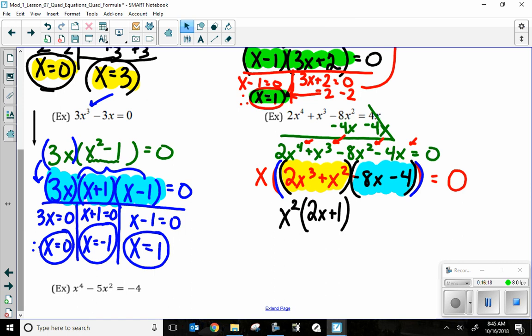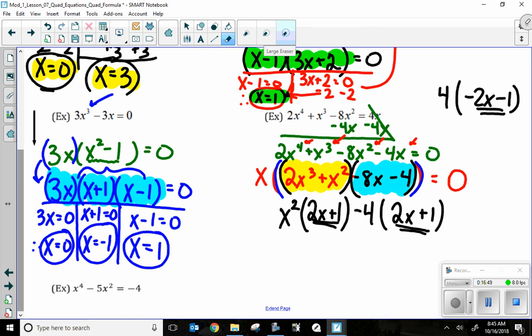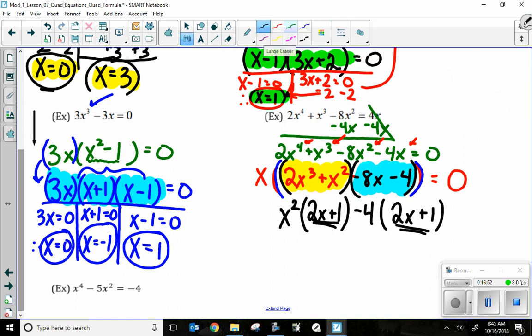Okay. Now, I'm going to factor this parenthesis. Now, I'm not going to take out a 4. I'm going to take out a negative 4. Because what's left, I want to be 2x plus 1. If I took out a positive 4, I would have a negative 2x minus 1 left. This does not match this. The whole purpose of factoring by grouping is that I want these two to match. So I'm not taking out a 4. I'm going to take out a negative 4. So those two parentheses in black match.